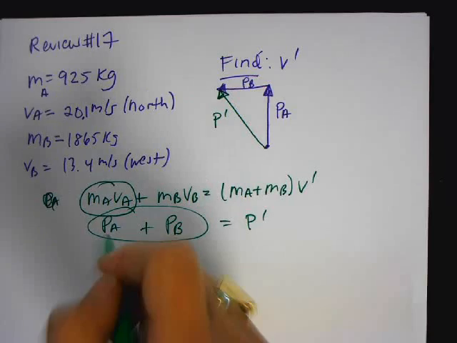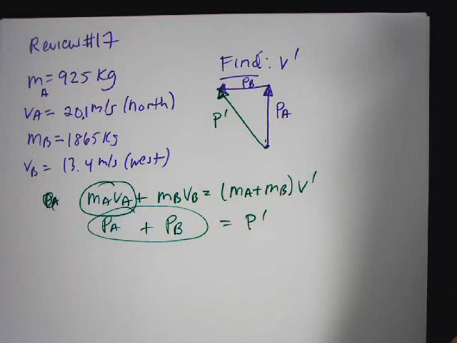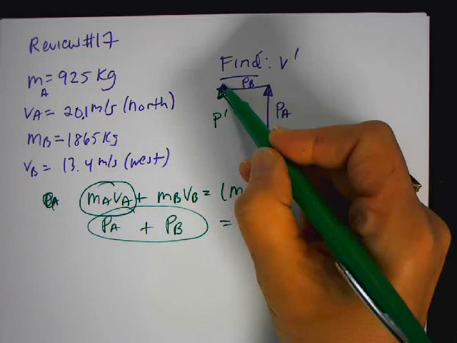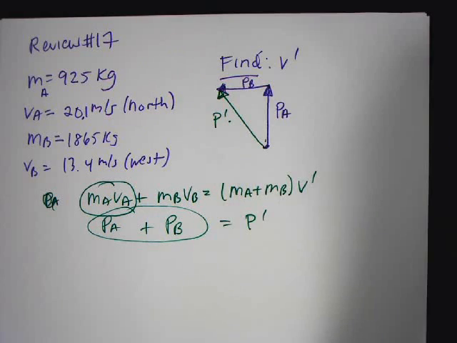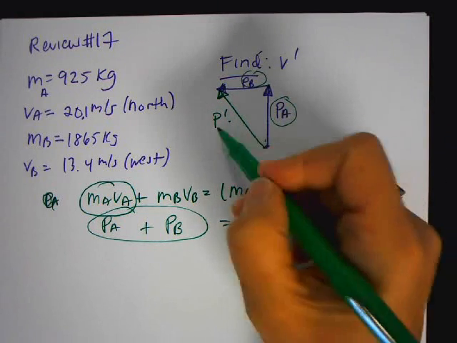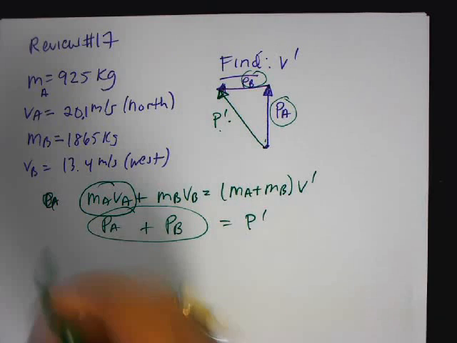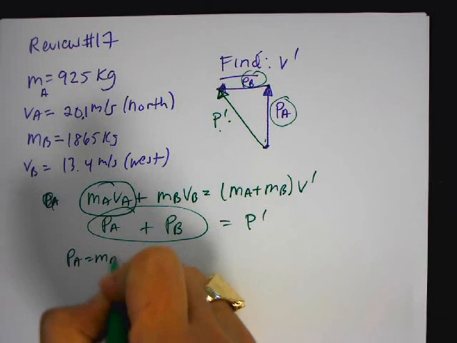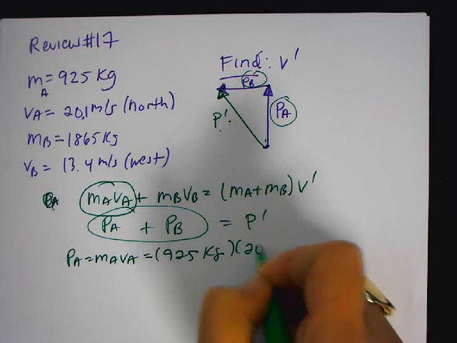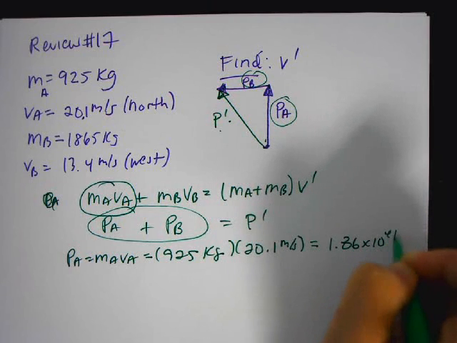Right? So now I can calculate. These form a right triangle. So this is actually easier than the other ones, because if this one's north and this one's west, from where I start to where I end up, there's my resultant. So this one's actually easier. All I have to do is find this, and then I use Pythagorean theorem to find that. Okay? So PA is MAVA, which is 925 times 20.1. So PA is equal to 1.86 times 10 to the 4.